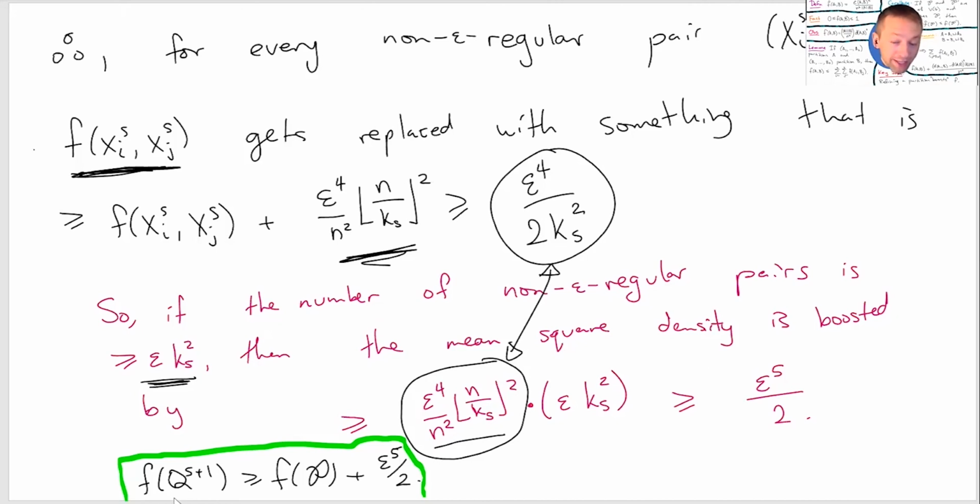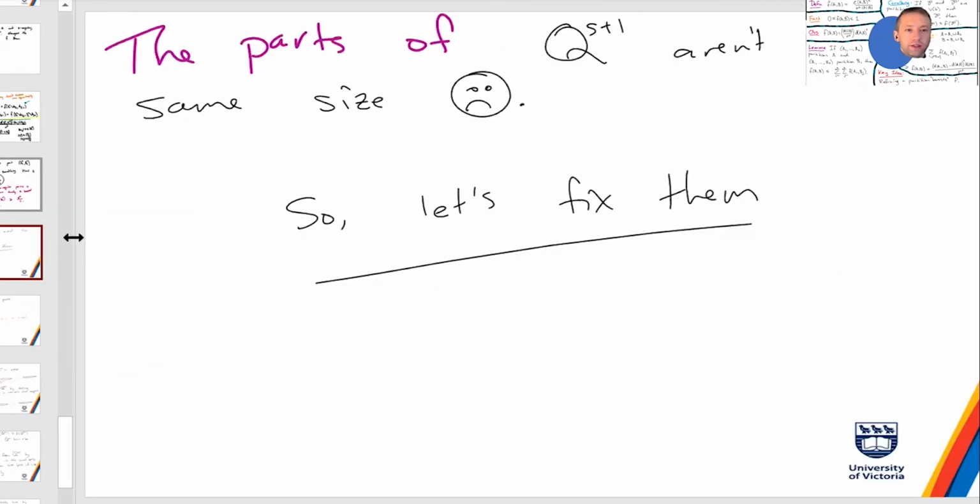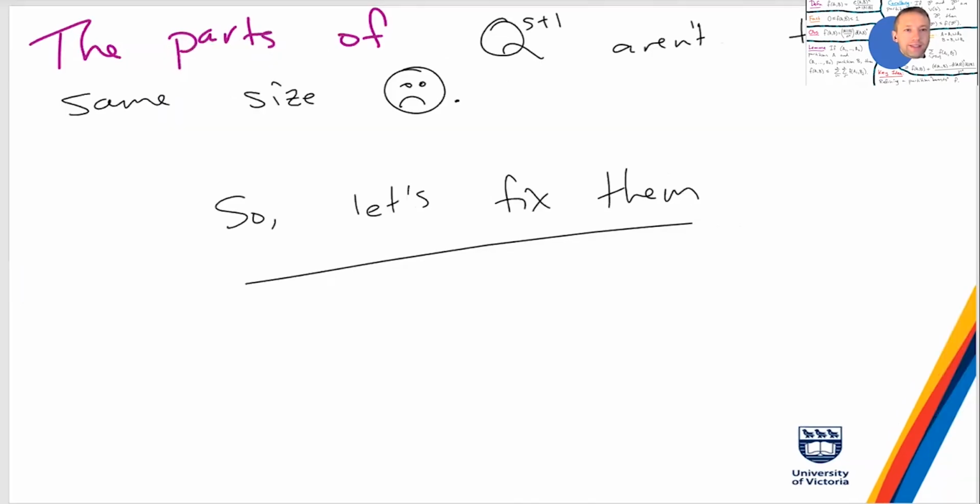So overall, my mean square density is boosted by epsilon to the 5 over 2, which tells you that this thing can't go on forever because the mean square density is always at most 1 or at most 1/2 or whatever it is. So it must halt after a certain number of steps, which is maybe 2 over epsilon to the 5 or something. But here's the thing. I haven't made the parts the same size. That is the sticking point. So the last thing to do is to get the parts to be the same size.